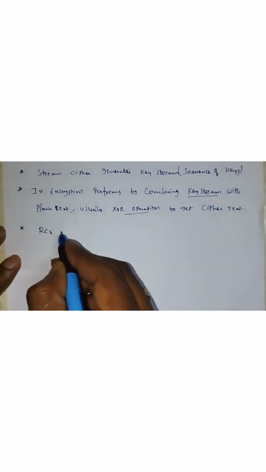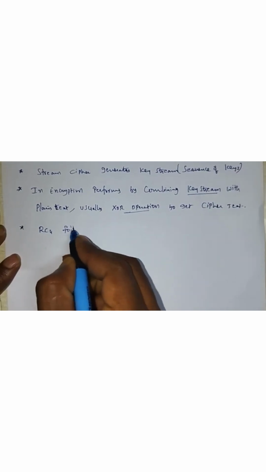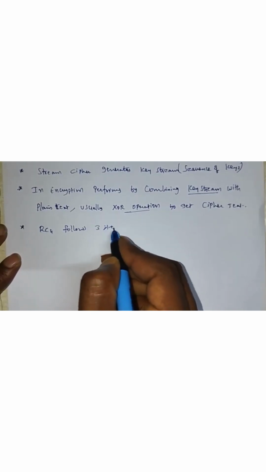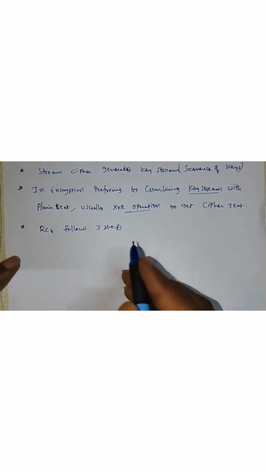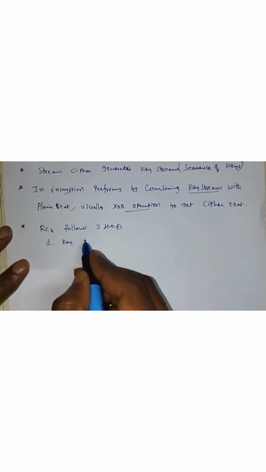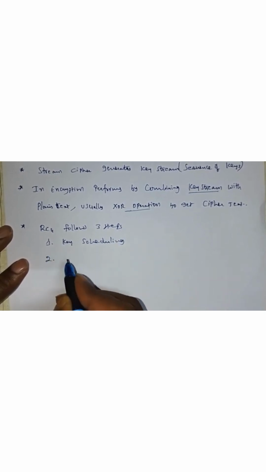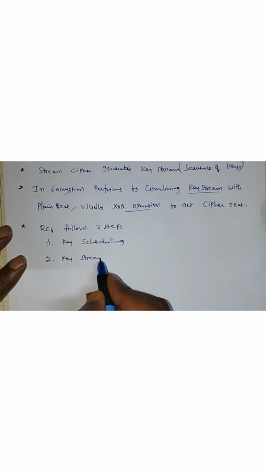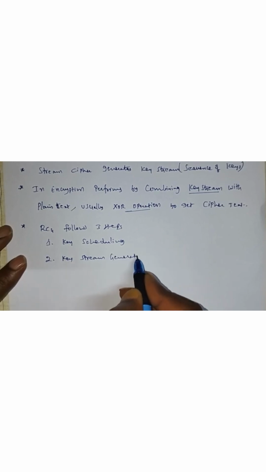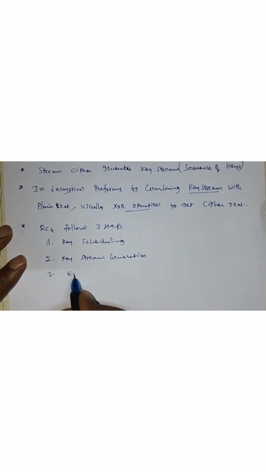The RC4 algorithm follows 3 steps. What are the 3 steps here? The first step is the key scheduling algorithm. The second one is key stream generation. And the third one is encryption and decryption. Here we will see one by one what key scheduling is, what key stream generation is, and what encryption and decryption are.